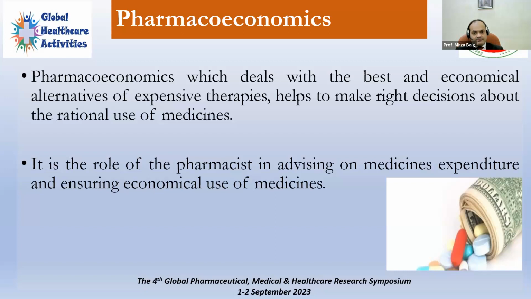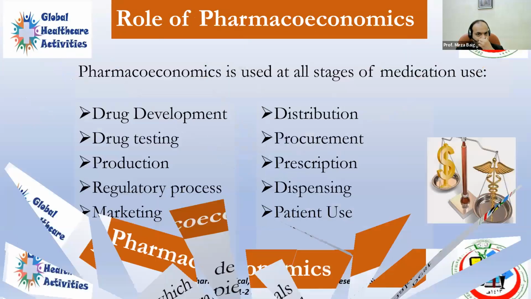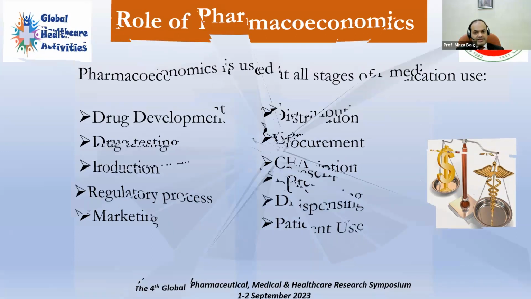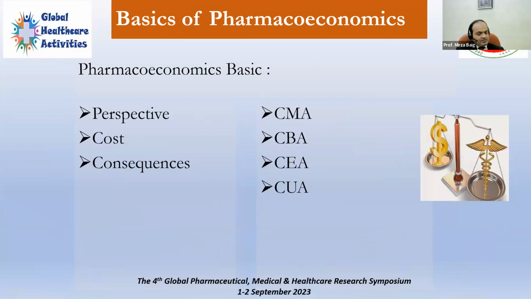I will try to show some examples with the basic pharmacoeconomic analysis. Because nowadays, everywhere you can see the cost-cutting effect, even in the supply or use of medication, starting with drug development till it is used by the patient. In every step, there is the importance of pharmacoeconomics. They are utilizing different strategies to minimize the healthcare cost, starting with drug development, drug testing, the regulatory process, marketing, distribution, dispensing, and patient use. In every step, there is a use of pharmacoeconomic analysis. So we need to know the basics of pharmacoeconomic analysis.